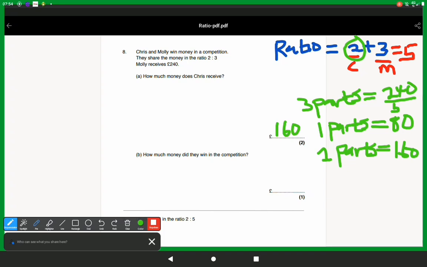Alright, apart from that, the second question asks us, how much money did they win in the competition? We've already been told that Molly received 240, and they were just 2 that won this. Also Chris, I've forgotten the share for Chris. So Chris got £160. Altogether, how much money did they win in the competition? 240 plus 160 equals 400.